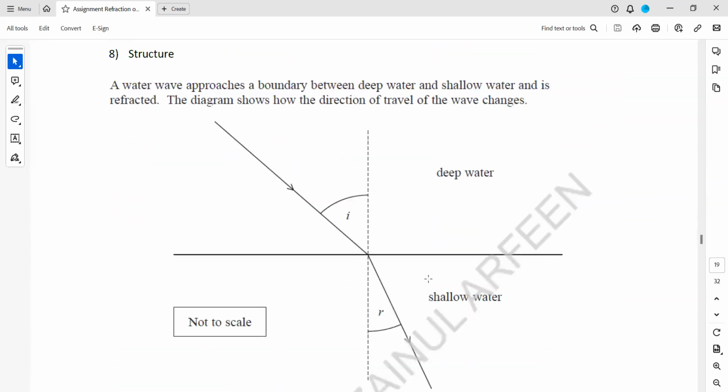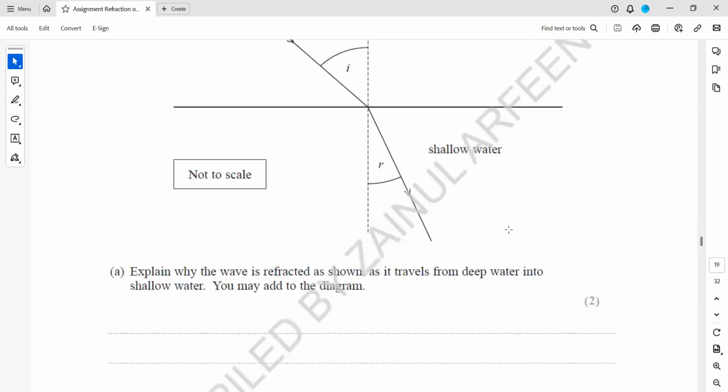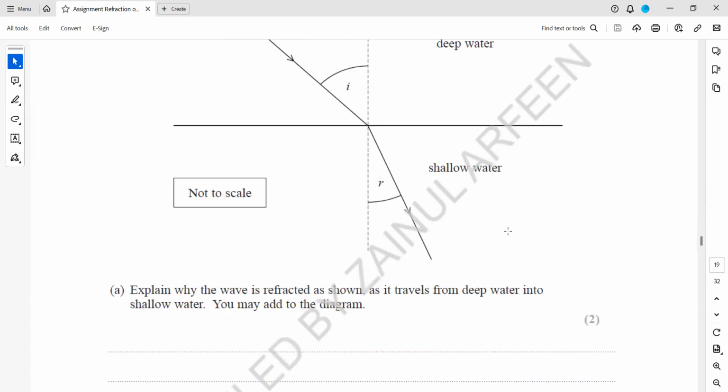In question 8, water waves approach a boundary between deep and shallow water. The diagram shows how the direction of travel of the wave changes, and the angles of incidence and refraction are mentioned. Explain why the wave is refracted as shown, from deep water to shallow. You may draw a diagram.